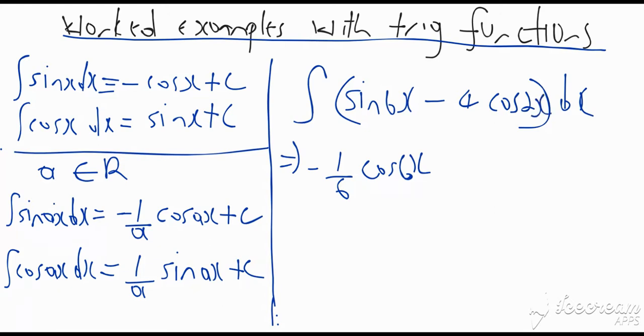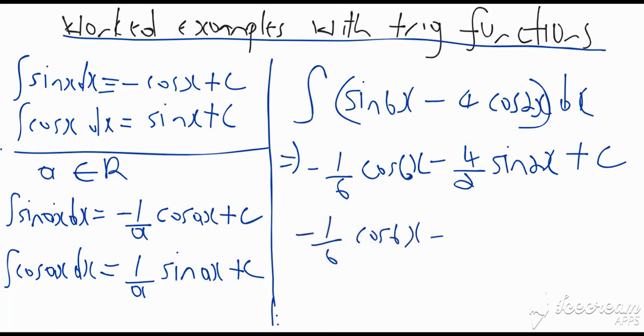Looking at 4 cos 2x, the 4 at the front, as we know, will not affect the integral of the cos 2x. So we differentiate the 2x, which is going to give me 2, and I'm going to divide by that. Now, since we already have a 4 at the front, we can say 4 over 2. When I integrate cos, I'm going to get sine, so I'm going to have sine 2x, and I add my constant of integration, which is c. So this breaks down to give me negative 1 sixth cos 6x minus 2 sine 2x plus c, your constant of integration.